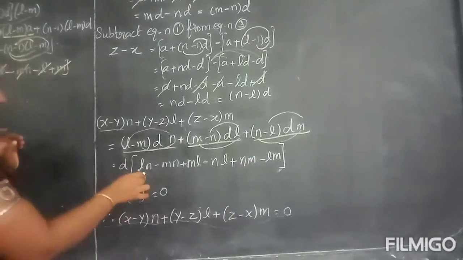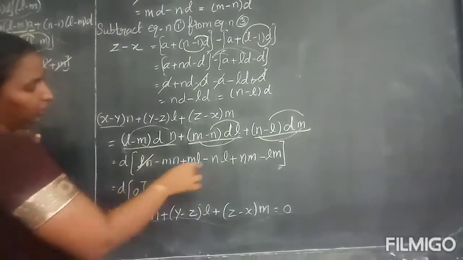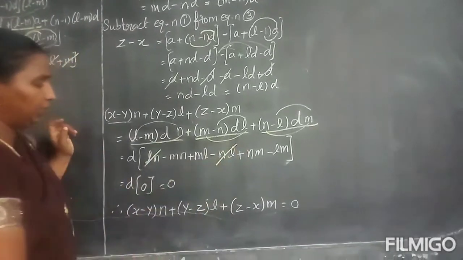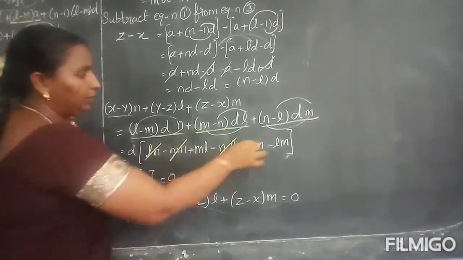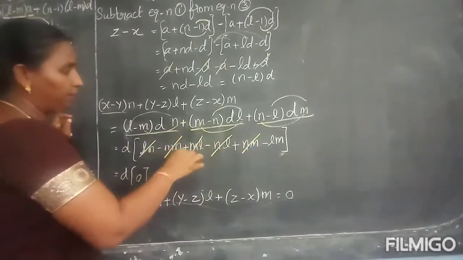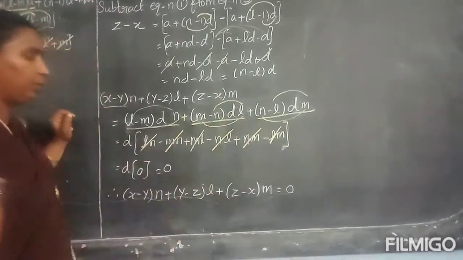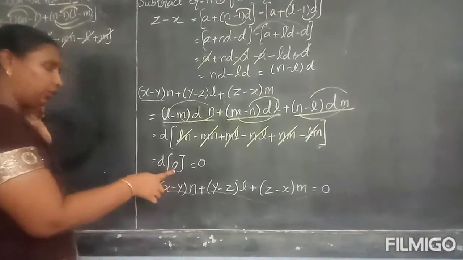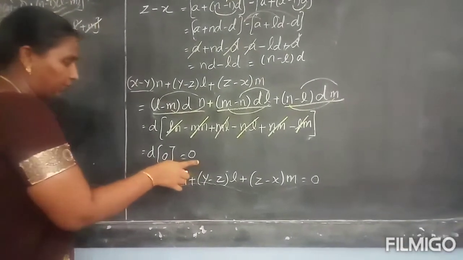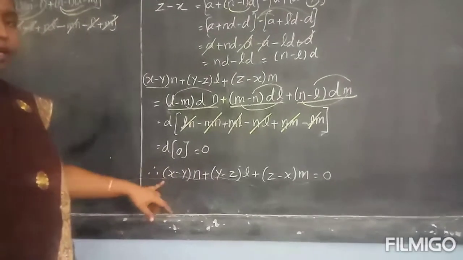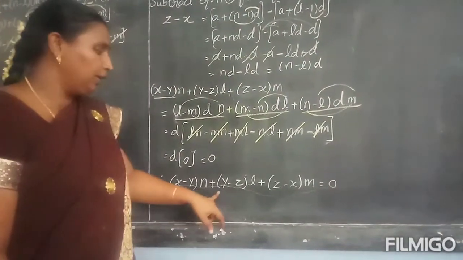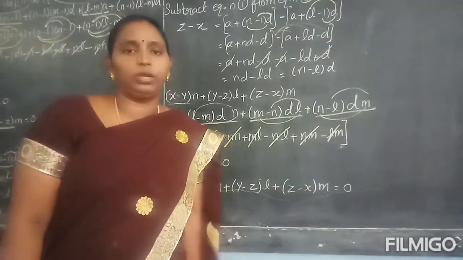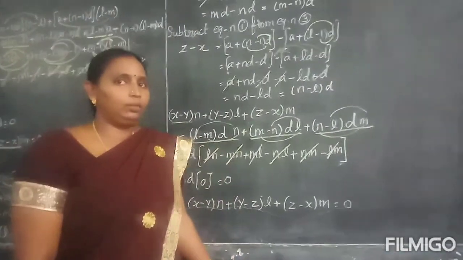Okay, so now see this: ln, nl both will get cancelled, minus mn plus nm, ml minus lm both will get cancelled. So all of the terms will get cancelled, we will get the answer as 0. So d into 0 will get 0. So hence we prove that (x minus y) into n plus (y minus z) into l plus (z minus x) into m equal to 0. That's all, my dear children.